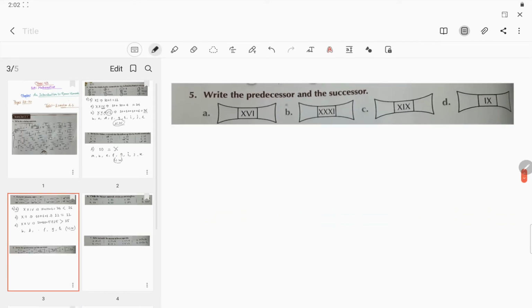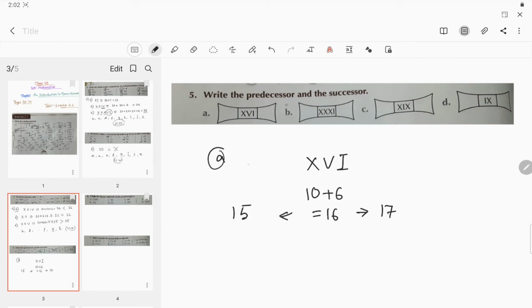Write the predecessor and the successor of the following numerals. So question number A, it is given XVI. That means 10 plus 6, so 16. So the predecessor is 15 and the successor is 17. 15 means X and V. That is the predecessor. And the successor is 17.